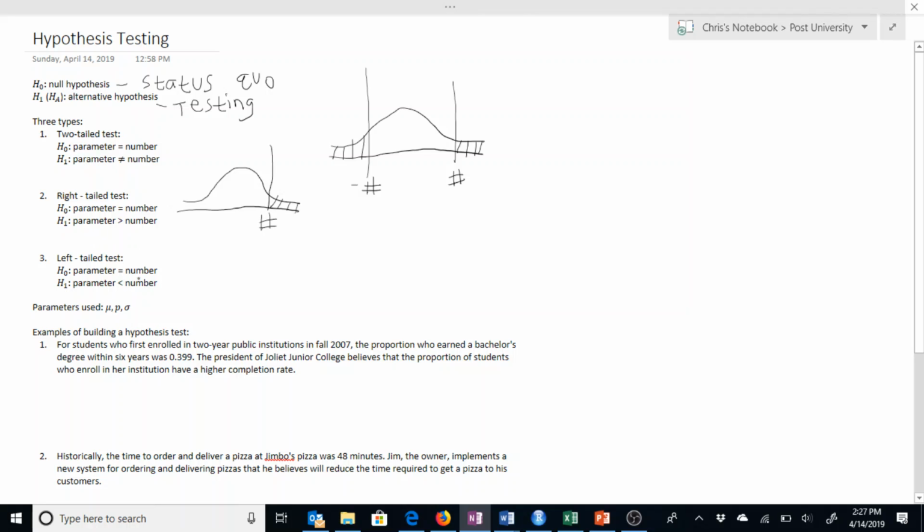Likewise, for the left-tailed test, null hypothesis, the parameter is equal to the number again, and the alternative hypothesis is that the parameter is less than the number. So this drawing would be this tail over here, with this being the number. And both the right and the left-tailed tests, which I'll just write down here, are also called one-tailed tests.